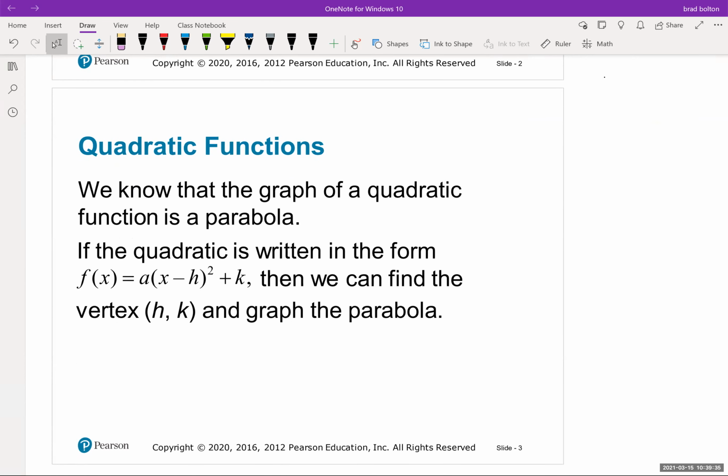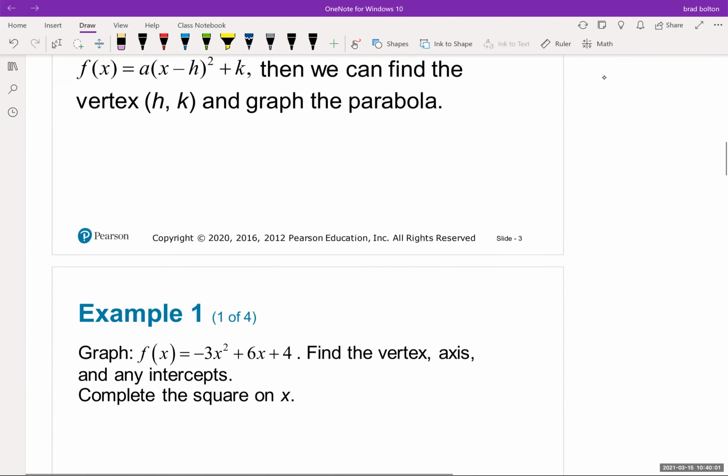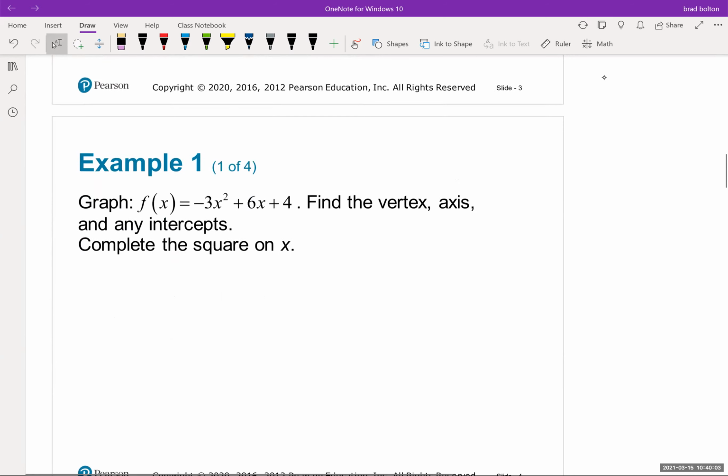Okay, so quadratic functions. We know that the graph of quadratic functions is a parabola. If the quadratic is written in the form f of x equals a times x minus h squared plus k, then we can find the vertex h comma k and graph the parabola. So here's the thing. Once again, this is the formula I was telling you guys about. So what we're going to do is try to get that form, because if we have vertex form, we know that we can find the vertex of a parabola, which is one of the most important aspects of a parabola.